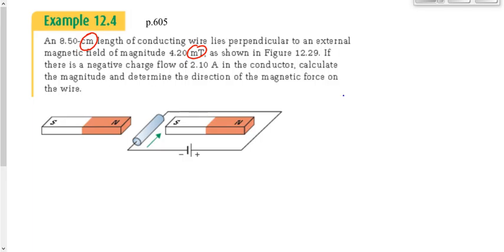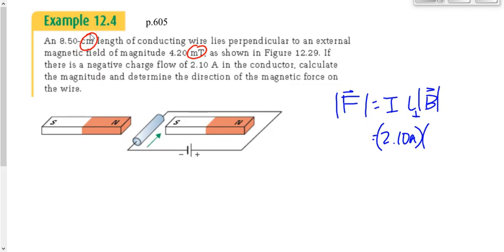The magnitude of the force on the wire would be F is equal to ILB. The magnitude of the force on an individual electron inside the wire would be QVB, but that's not what we're trying to find. We're trying to find the cumulative effect of the force on all of the electrons, or the total current moving through this wire. So we're going to say I, which is the current 2.10 amps, times the length. This length right here in the magnetic field is 0.085 meters.